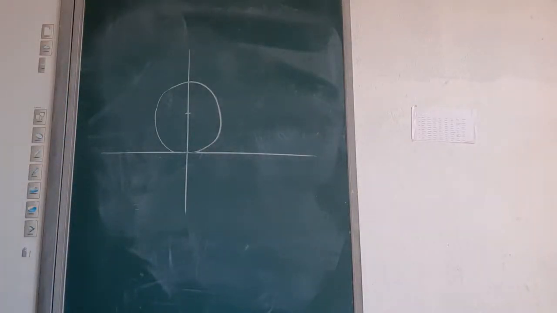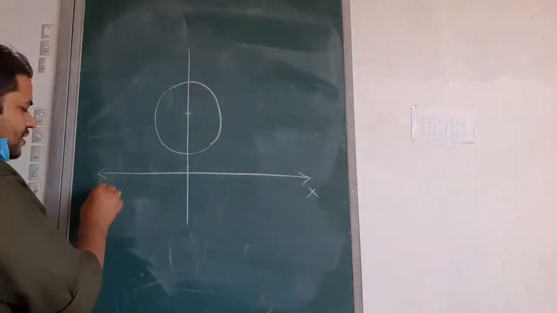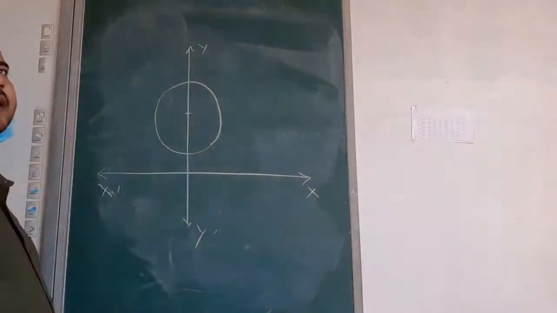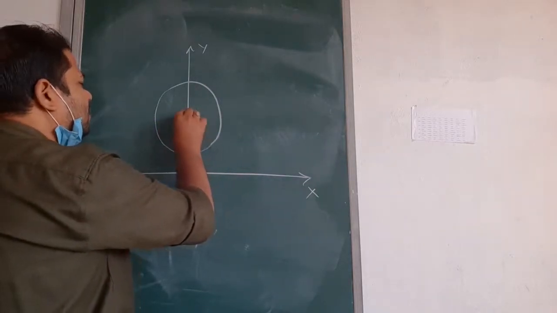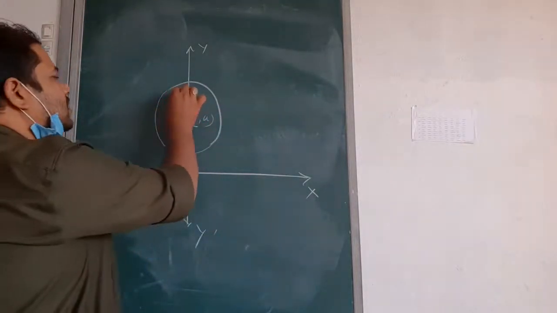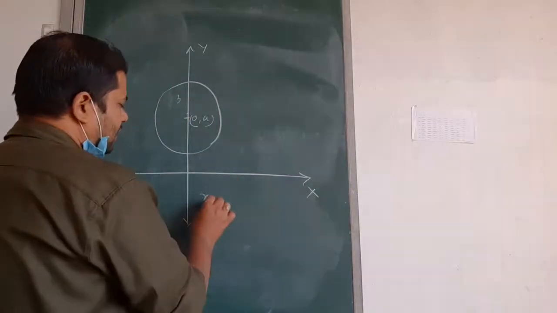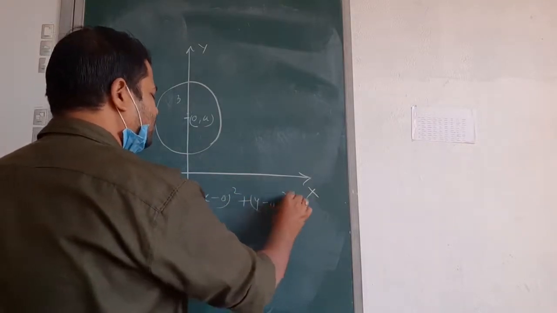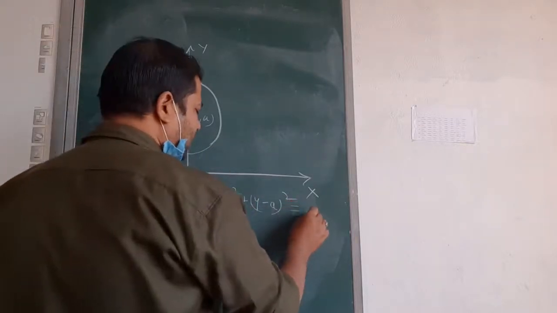Okay, center is on y-axis. Listen carefully. Center is on y-axis. So suppose this is (0, a), that will be the center. And radius is 3 units. No problem. So the equation of circle is (x minus 0) whole square plus (y minus a) whole square, and this is equal to nothing but 9.